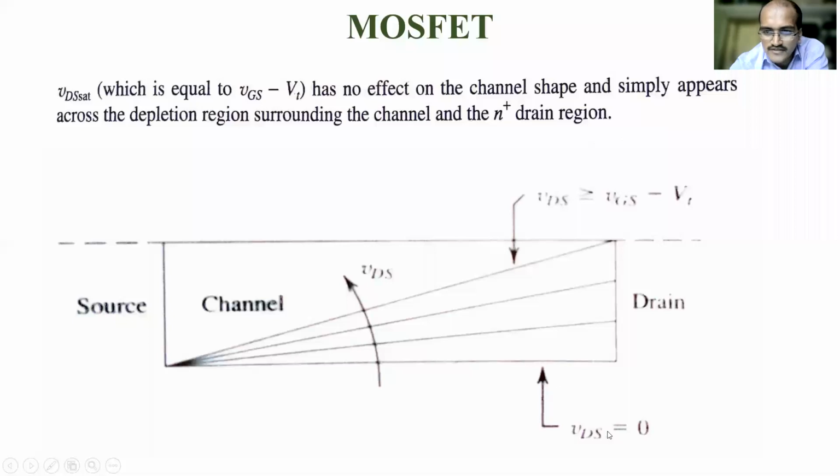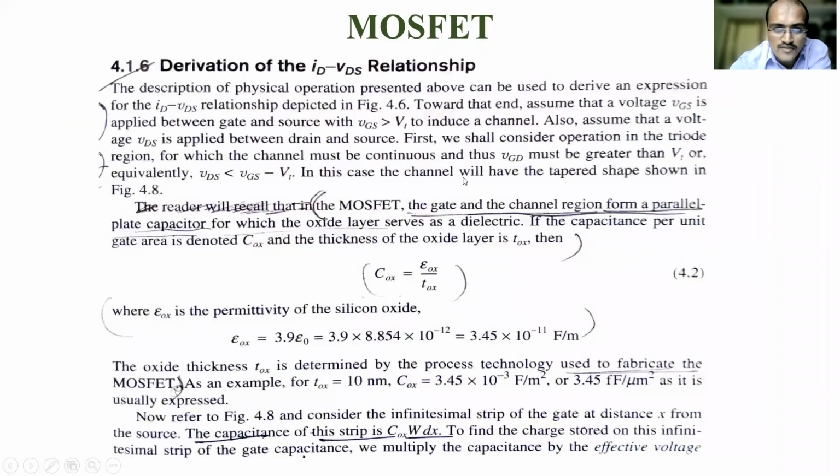So VDS is initially 0, and VGS we have applied, so it will be a uniform channel, source side and drain side. As we increase the VDS, finally it will pinch off and there is no path for electrons to flow through this channel. At that time, the drain current will become constant. So that is the idea. I hope you have understood the MOSFET characteristics. Keep it in mind.